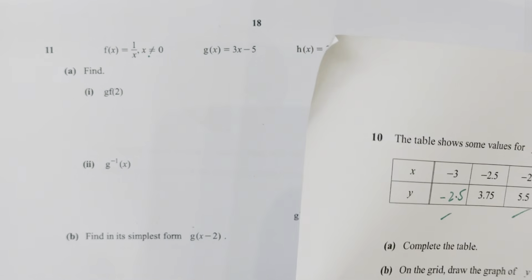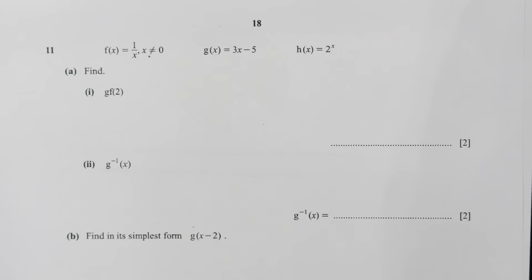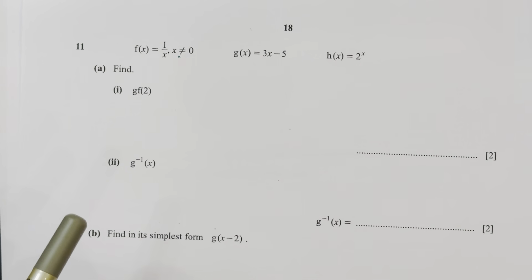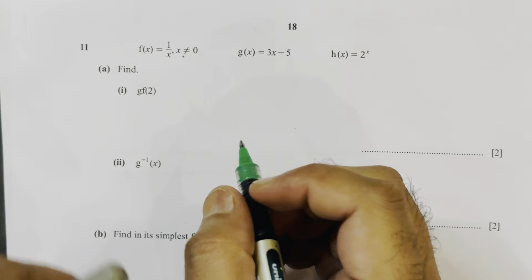Moving to question number 11. Okay, question number 11 is from the topic of function. F of x is equal to 1 over x when x is not equal to this. G of x is equal to 3x minus 5, and h of x is equal to 2 raised to power x. Okay, find g f of 2.